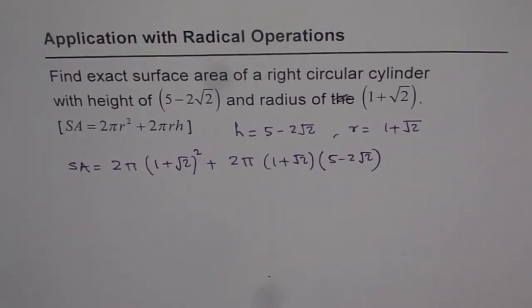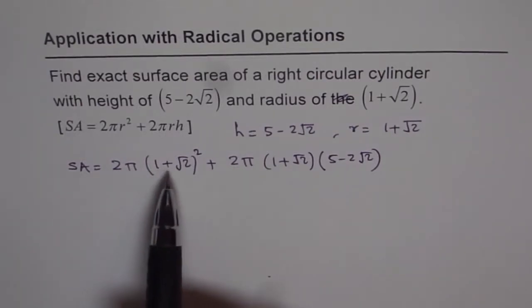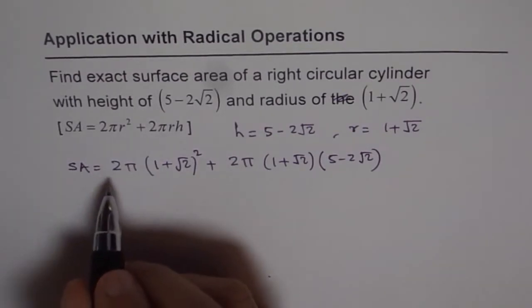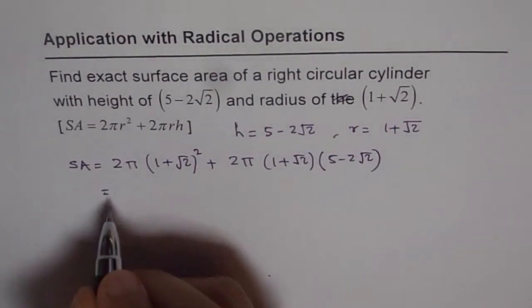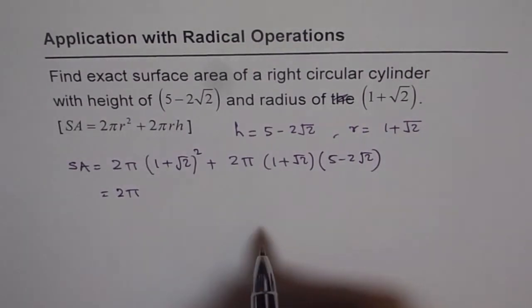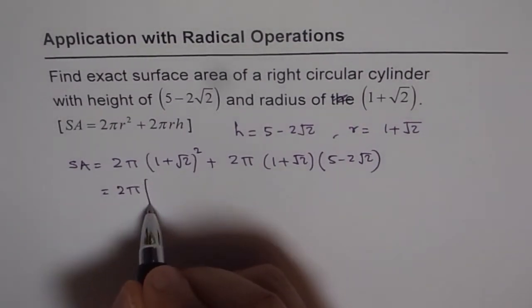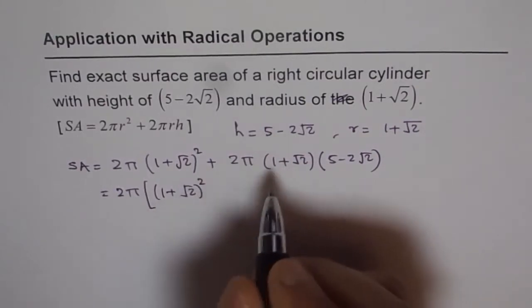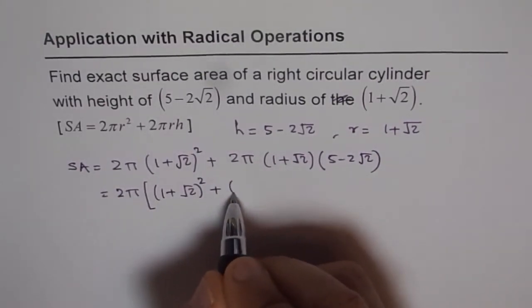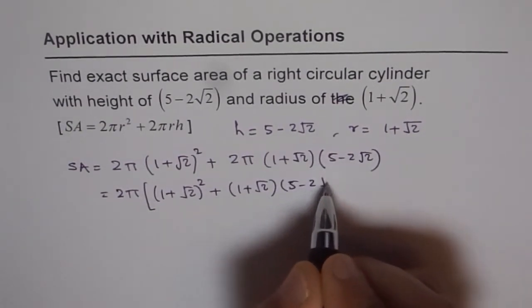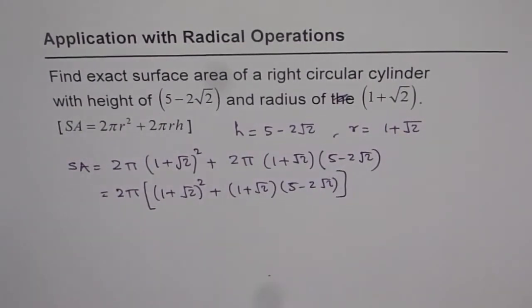What you can also do at this stage, instead of multiplying and expanding and all those things, is a good idea to take 2 pi common, right? If you take 2 pi common, then the problem becomes slightly simpler. You're not really multiplying by 2 pi all the numbers. Do you see that? So we can take 2 pi common and you're left with 1 plus square root 2 whole square plus 1 plus square root 2 times 5 minus 2 square root 2. Do you see that part?